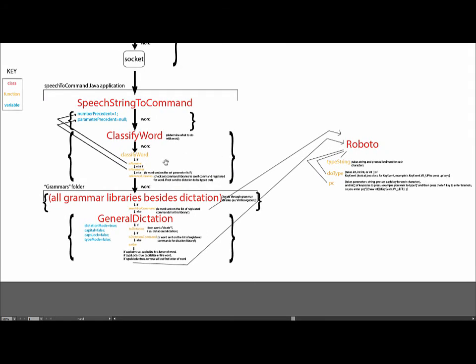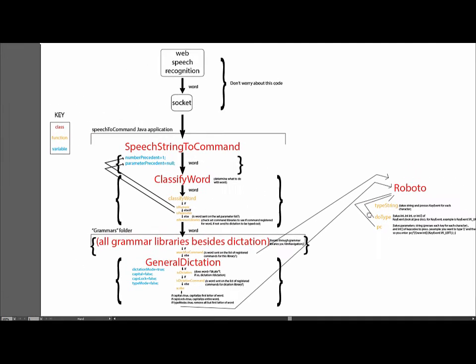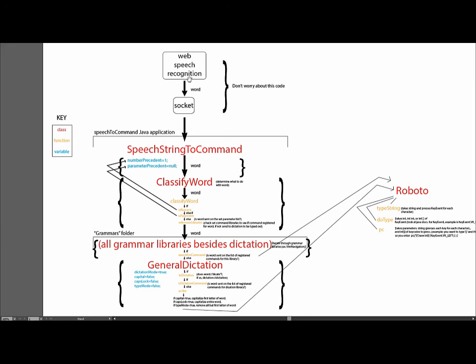So for each library, for example, the Vim navigation library, when a command is recognized, the command has a set string to feed to the Roboto class. And the Roboto class types that string out for the user or whatever function is accessed. And that's how this process is applied for each word. And that's how the application works.